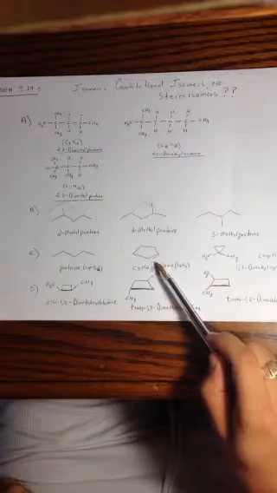For the next problem, we have pentane, cyclopentane, and 1,1-dimethylcyclopropane. The molecular formula for pentane is 5 carbons, 12 hydrogens. For cyclopentane, it is 5 carbons and 10 hydrogens. And for 1,1-dimethylcyclopropane, it's 5 carbons and 10 hydrogens. Which do you think are either constitutional isomers or stereoisomers of each other?